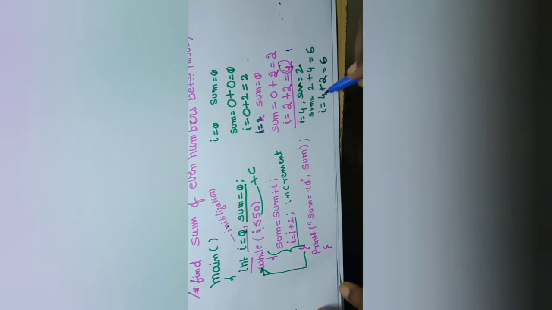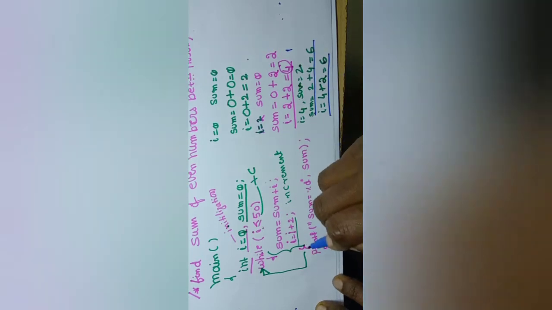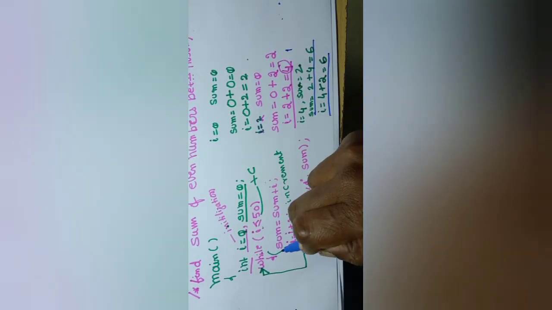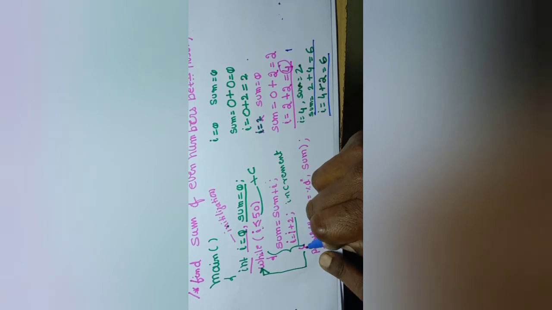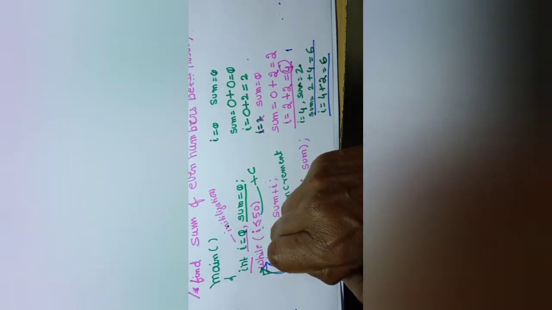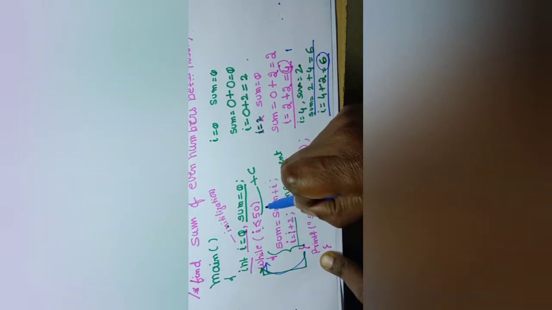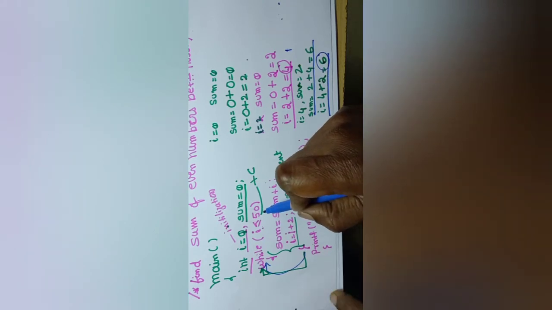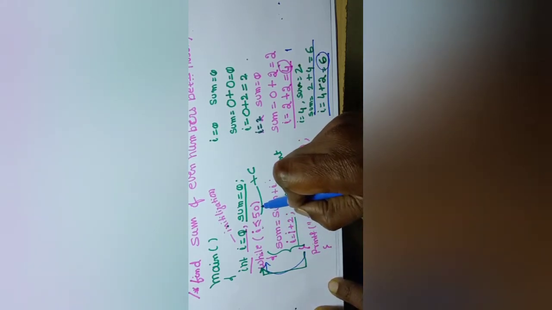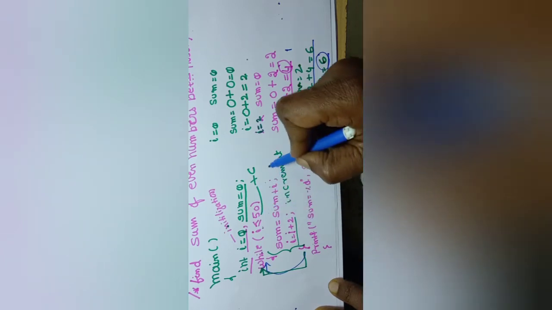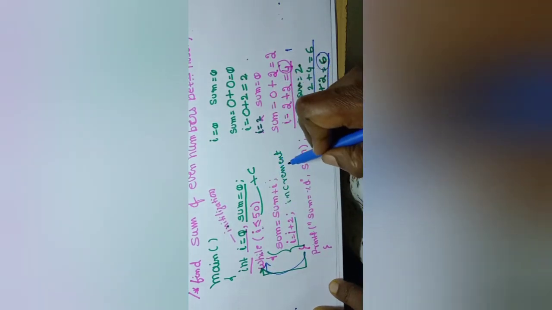Okay, your sum value is equal to 6 and I value is equal to 6. Now, once again this is the end of this brace and control goes here. It is going to check. Now your I value is equal to how much? It is 6. 6 is less than or equal to 50. Once again the condition is true. Depending on this condition, these statements are going to be executed.